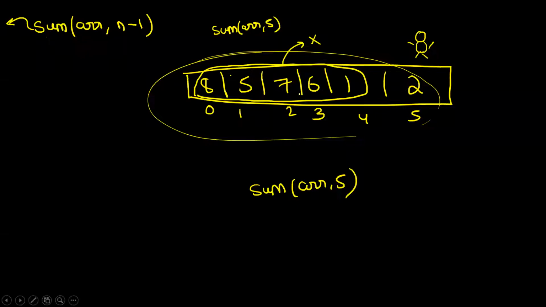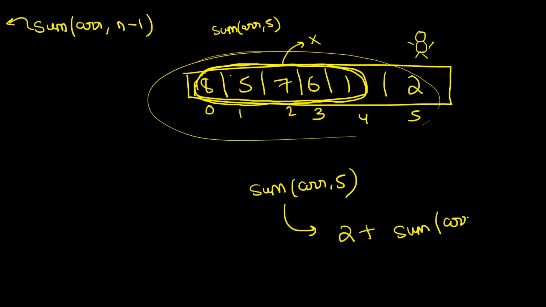Now you say that, boss, this is a very, very difficult problem for me. But if you are able to give me the answer of this smaller subproblem, can you find the sum of all the array elements from index 0 to 4? Get me this sum and add 2 to that. That will be my answer. So what I will say, sum of ARR comma 5 is nothing but 2 plus sum of ARR comma 4. Does everyone agree with this? What I'm trying to say?